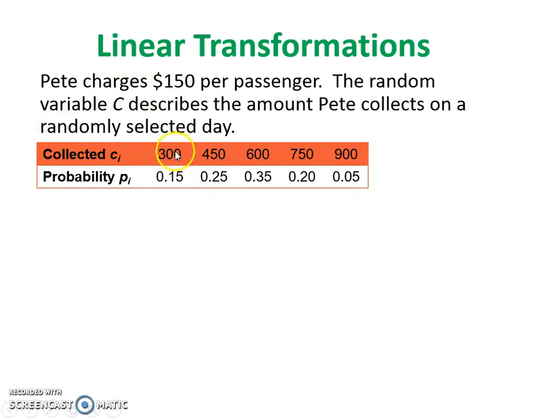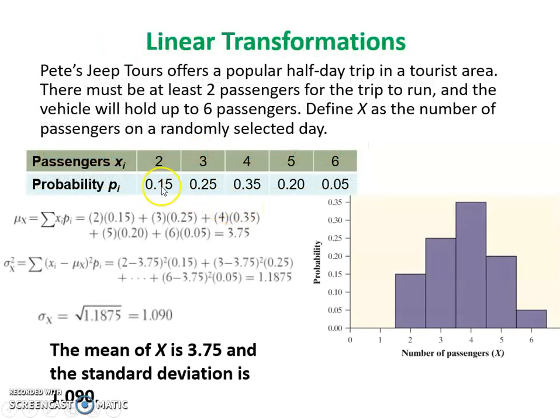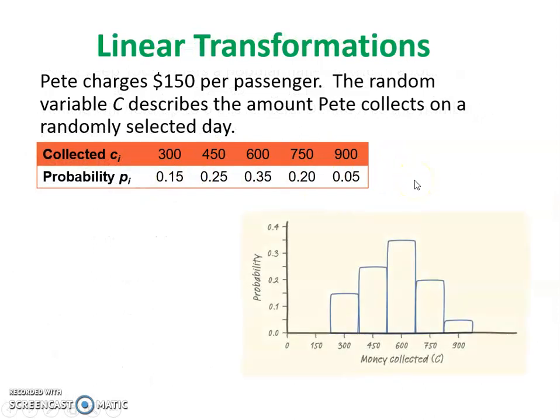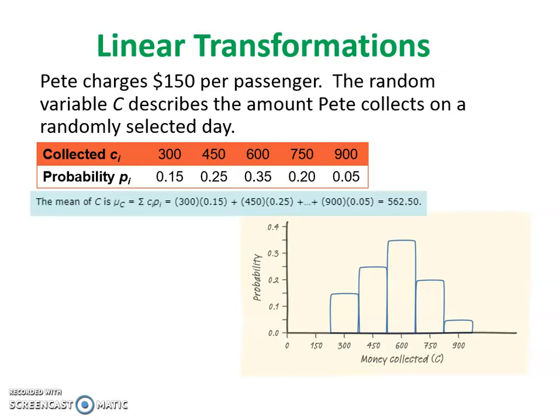Obviously if it's 2 passengers, $300; 3 passengers, $450. You see the idea. Now, you'll notice it's the same probabilities as above, because if that's the probability you get that number of passengers, it's the same probability that you get that amount of money. So we have, again, the distribution in histogram form of this discrete random variable C, the amount of money that he collects. Here's our formula to calculate the mean.